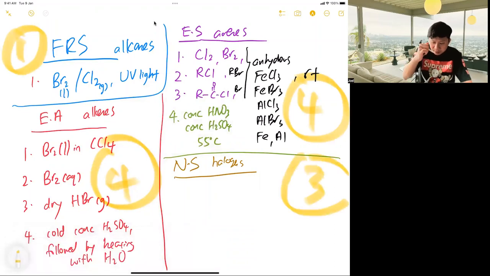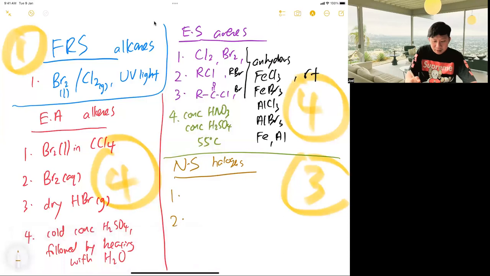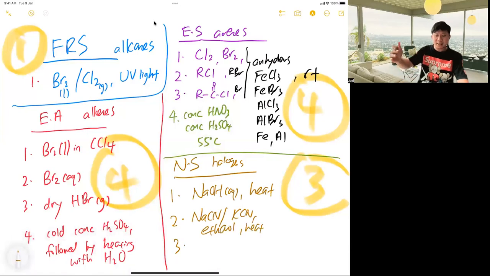What are the 3? You guys remember any or not? Okay, hold on. NaOH with heat is the first one, the easiest of all, don't forget. Take the Cl out and put the OH in there. OH minus is a nucleophile. Then NaCN or KCN, depending on your school, in ethanol medium with heat, or ethanolic KCN, alcoholic KCN.